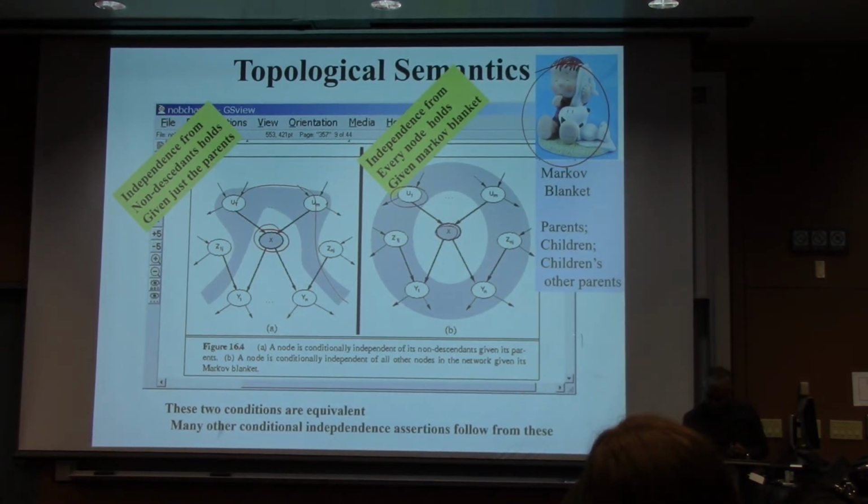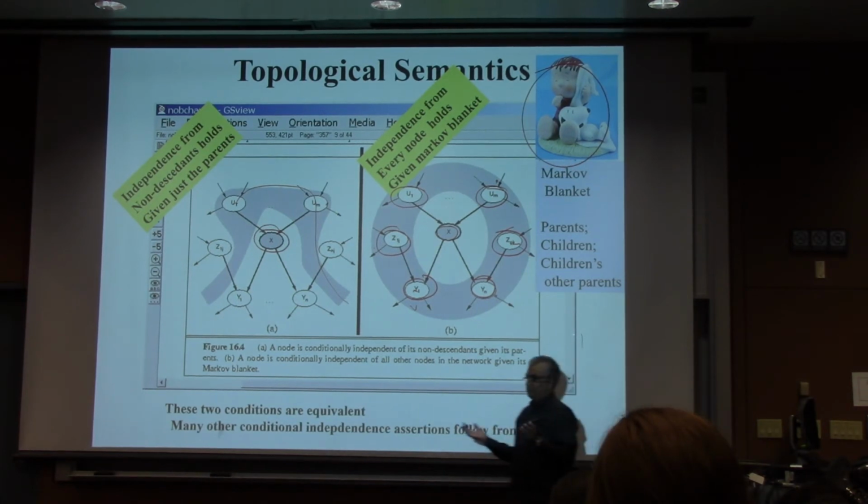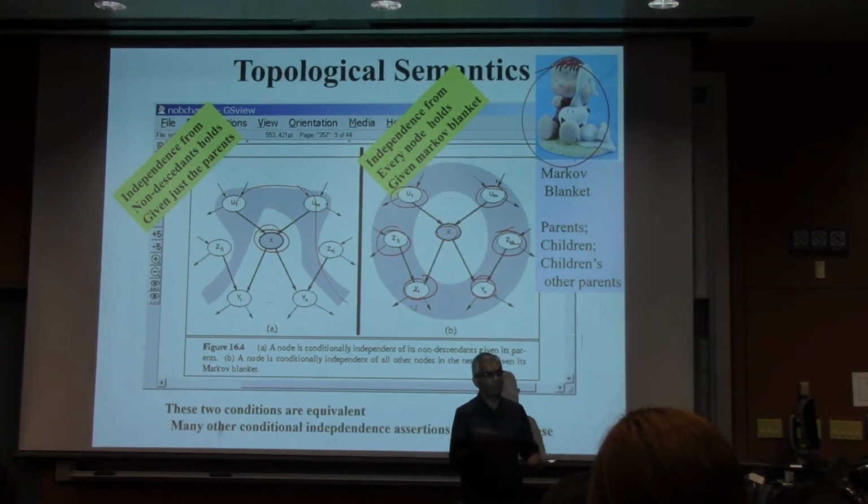involves its immediate parents, its immediate children, and its children's other parents. Sort of a nuclear family. If I know the values of my children, my parents, and my children's other parents, that's my security blanket. That's the family values as far as Bayes networks are concerned.